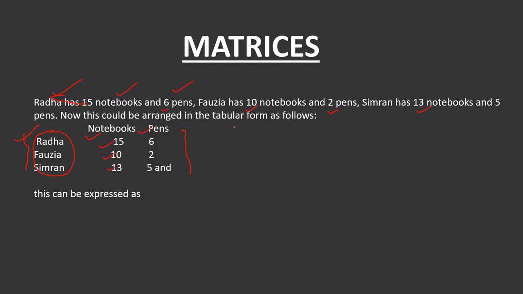Now the new concept that we learn today is matrices: how we change this data into a matrix and how we represent it. This is a column and this is a row. We have three entries of persons, so we make three rows, and one column for notebooks and one for pens. If we have a pencil, another option, then we have three columns.